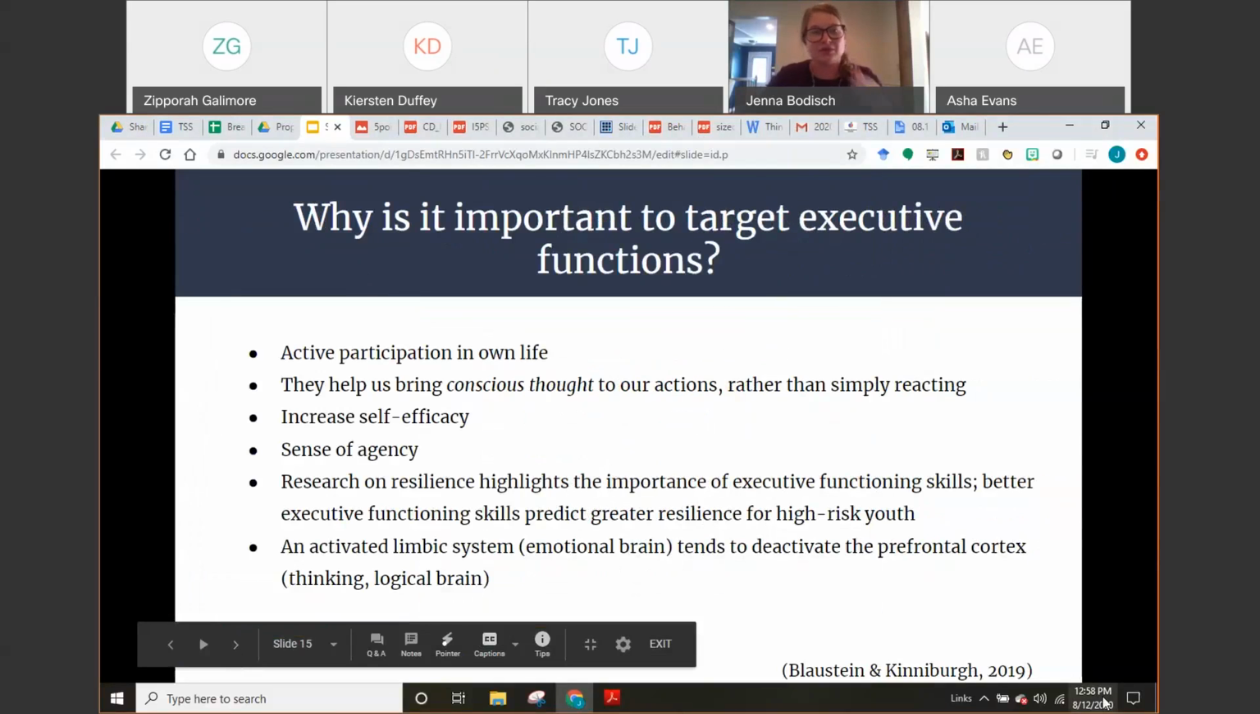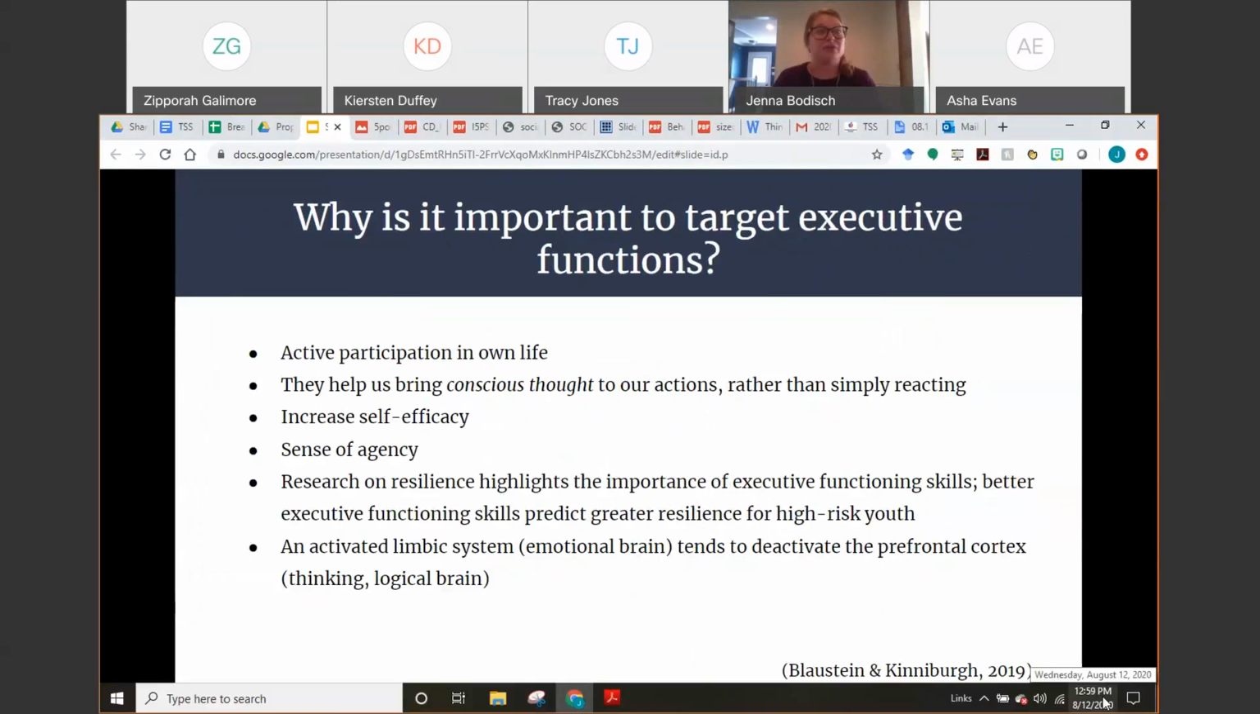Perfect. So this brings us to, you've heard many different things from my colleagues and from that video to let you know why executive functions are so important. But I'll reiterate this point a little bit further. So executive functioning skills are important for everyone, not just people who have experienced trauma. However, it's especially important for people who have experienced or continue to experience trauma, because we know that trauma affects this area of the brain.